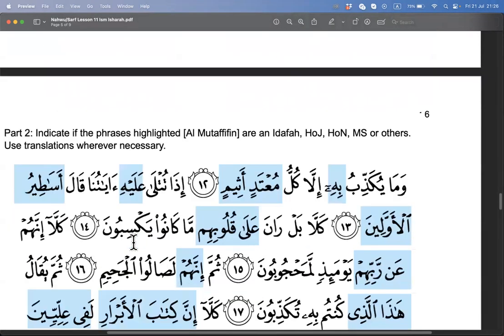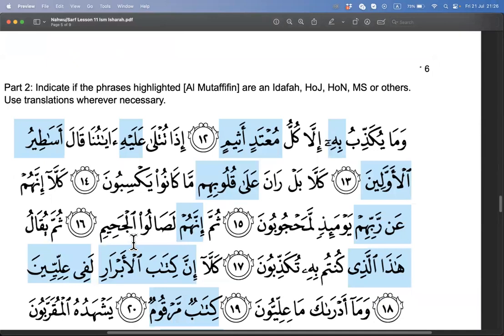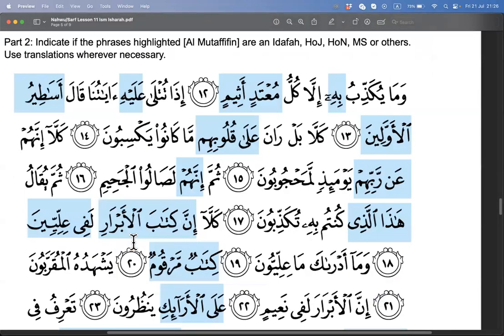Easy, inshallah. Okay, so let's do a bit more exercise. All the highlighted parts. Let's see. Bihi. So idafah, half of jar. Bihi: bi is half of jar, hi is the majrur. Yes, good.